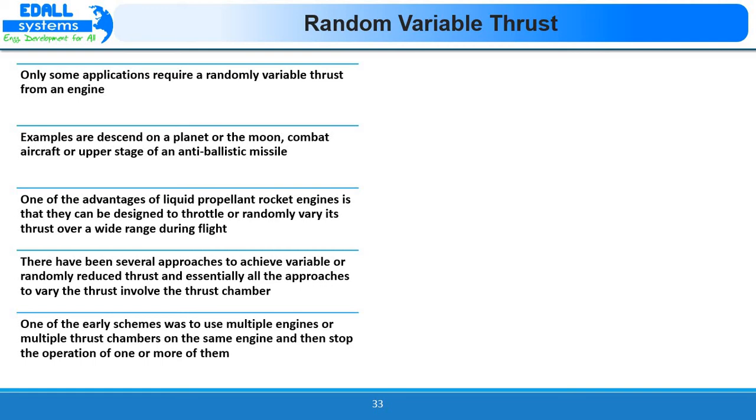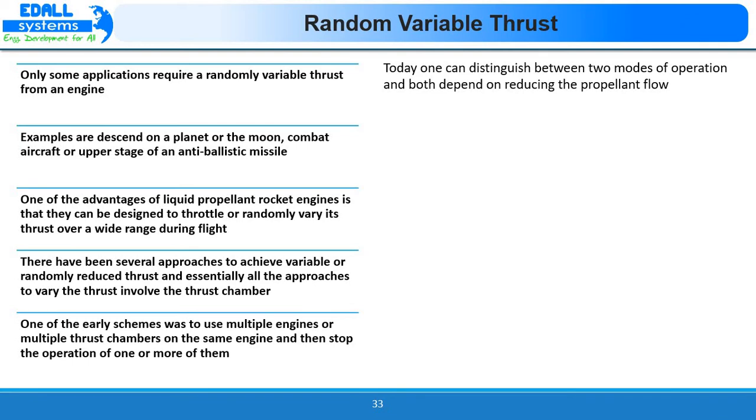One of the early schemes was to use multiple engines or multiple thrust chambers on the same engine and then stop the operation of one or more of them. This random variable thrust is useful in some applications, like when we are descending on a planet or a moon, or for combat aircraft or the upper stage of an anti-ballistic missile. Liquid propellant rocket engines are best when we need such alteration because solid propellant rocket motors are very difficult to provide random variable thrust. Earlier, multiple engines or multiple thrust chambers were used on the same engine, and then the operation of one or more of them would be stopped to attain this random variable thrust.